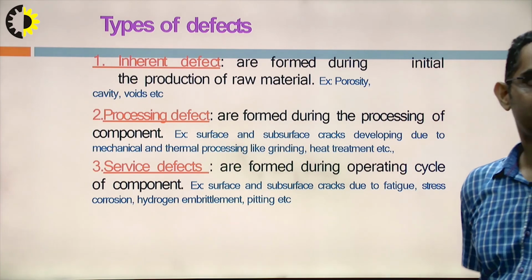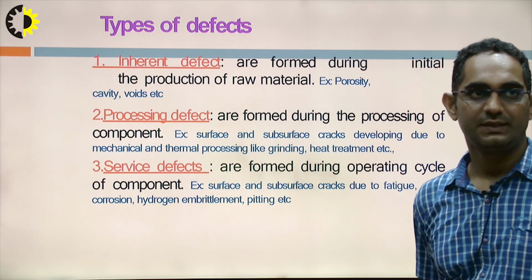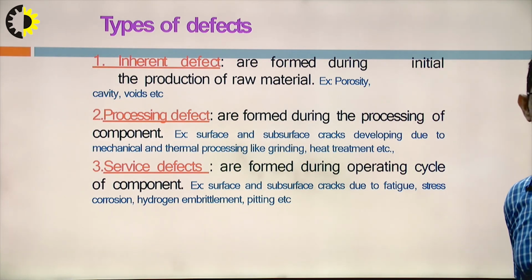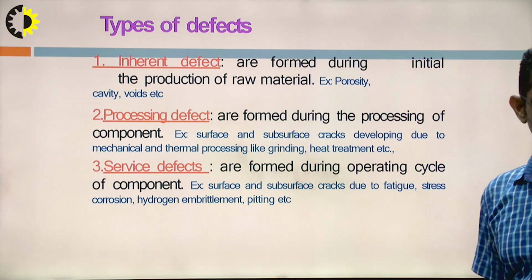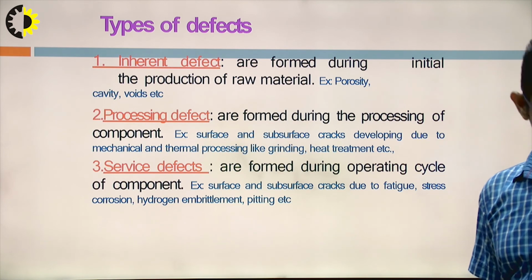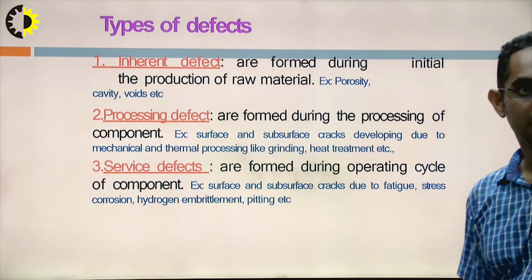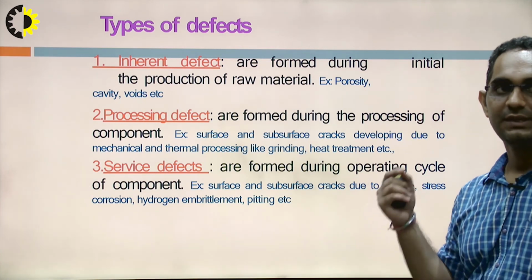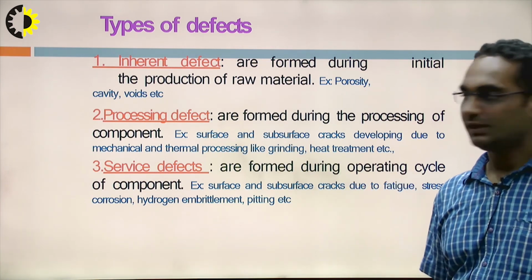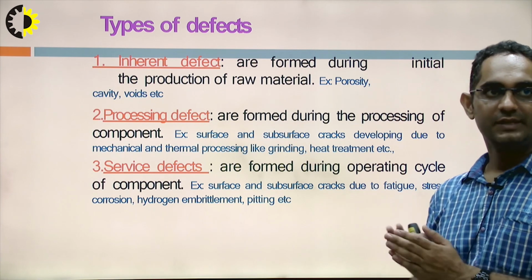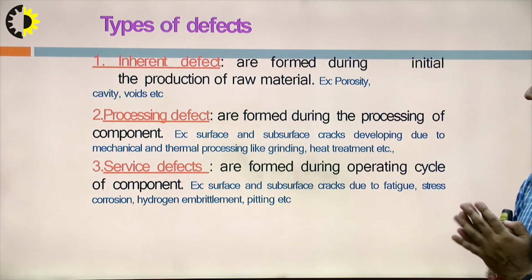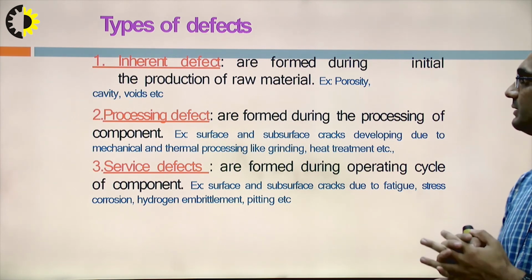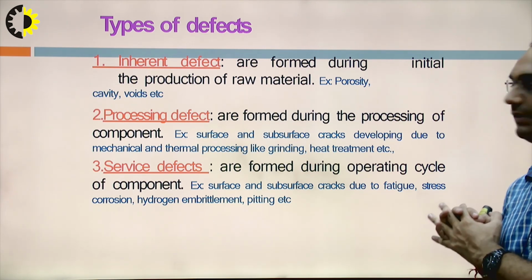Then there are different types of defects. First are the inherent defects. These are defects formed during the initial production of the raw material, for example porosity, cavities and voids, etc.